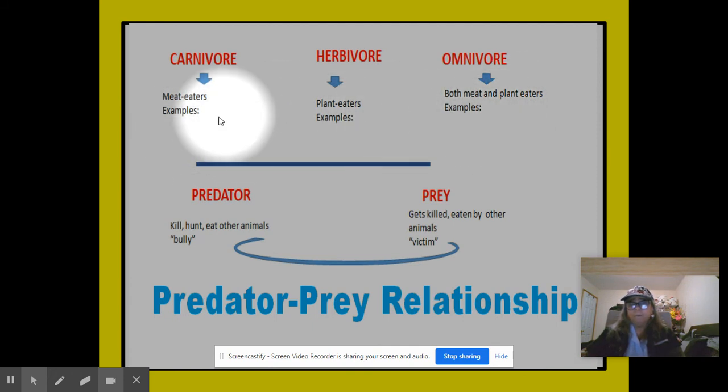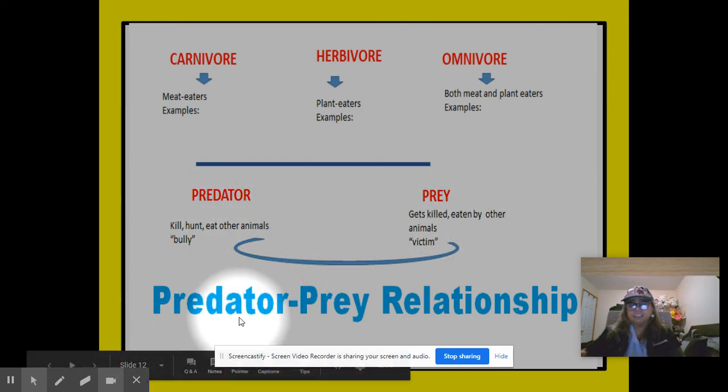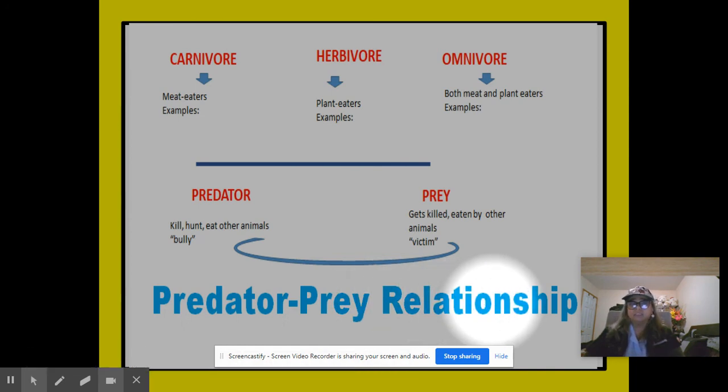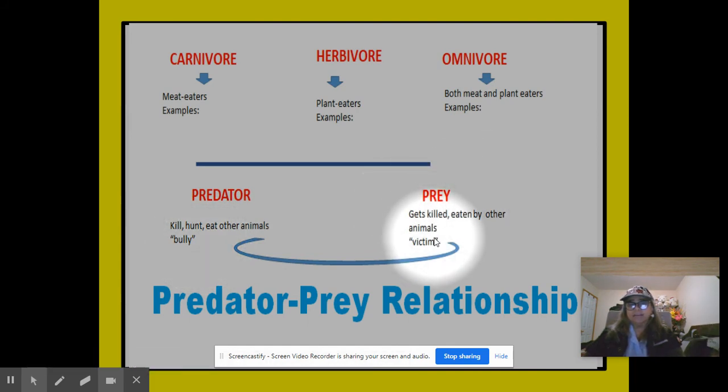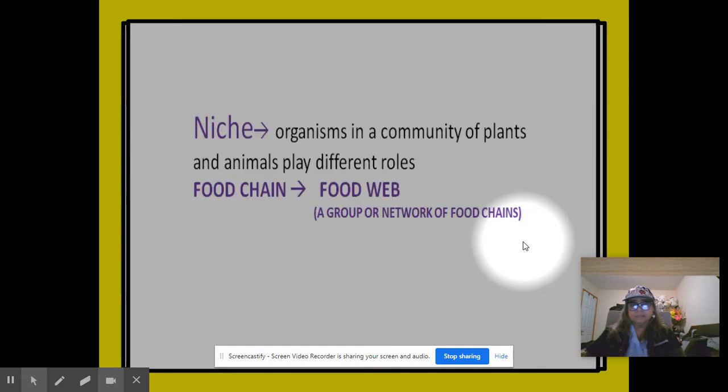And of course, when you did the animal in your personality tests, you saw so many examples there. Now, among animals, they can be predator or prey. That's why we have what we call the predator-prey relationship. This is one of the interactions in the ecosystem that we can discuss in this unit. Predators kill, hunt, and eat other animals, or they're the bully. And whoever is the victim gets killed or eaten by other animals.